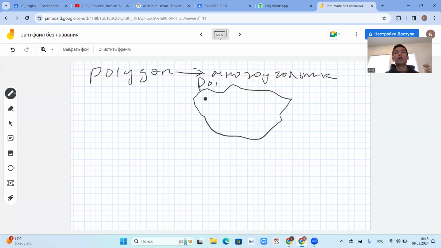All, what was it? Шестиугольник. Как было на английском? Hexagon? Hexagon, right. All figures with multiple angles is more than 2. They are polygons.